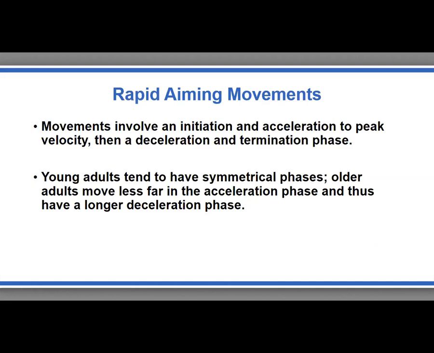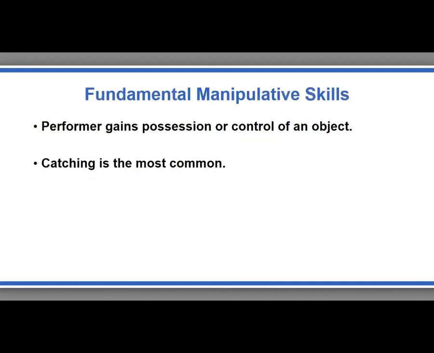Rapid aiming movements. Movements involve an initiation, acceleration to peak velocity, then a deceleration termination phase. Young adults tend to have symmetrical phases. Older adults move less far in the accelerated phase and thus have a longer deceleration phase. Right? It takes them longer to stop, so to speak, and they don't do that whole acceleration, deceleration as well as a younger adult.